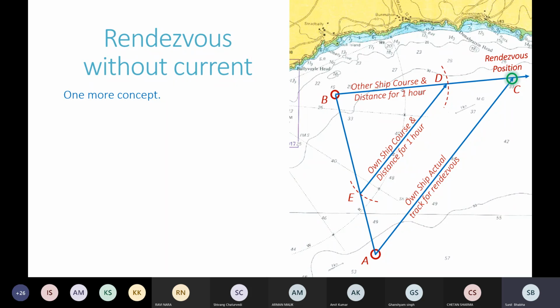Now, beta, we have seen that the other ship's course and speed was given to us, and we wanted to find out what course and speed we should maintain so that we rendezvous with the other ship. So we made this plot on the chart. Now, in this plot, the line AB which you see, this particular line which I have highlighted, is also known as the line of approach or the relative line of approach.